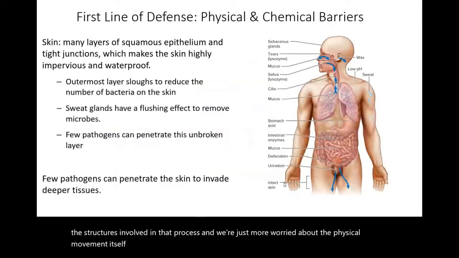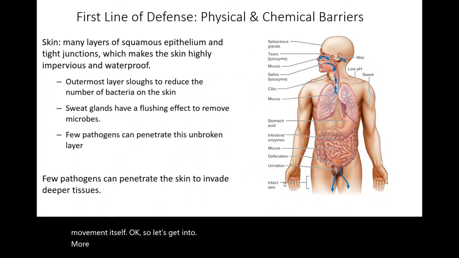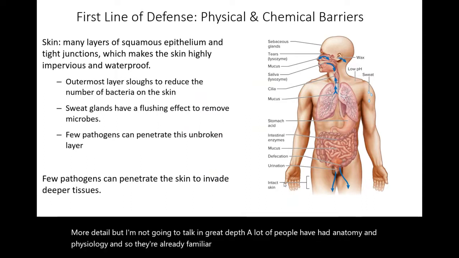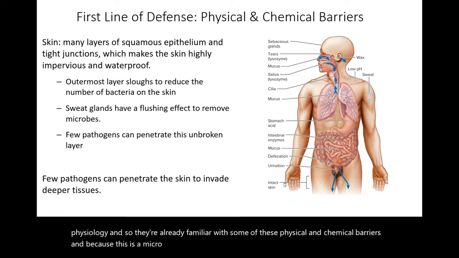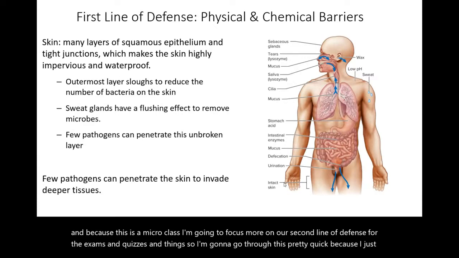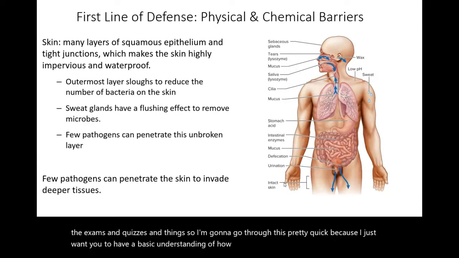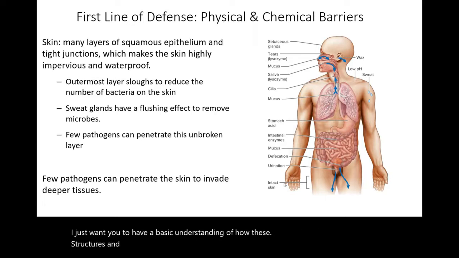Okay, so let's get into more detail, but I'm not going to talk in great depth. A lot of people have had anatomy and physiology, and so they're already familiar with some of these physical and chemical barriers. Because this is a micro class, I'm going to focus more on our second line of defense for the exams and quizzes. So I am going to go through this pretty quick because I just want you to have a basic understanding of how these structures and chemicals keep microbes out most of the time.